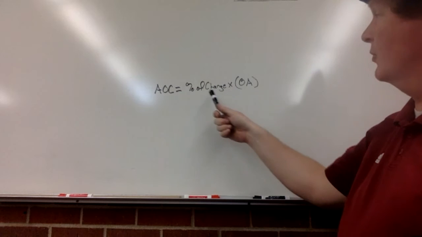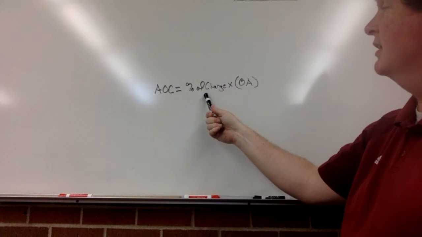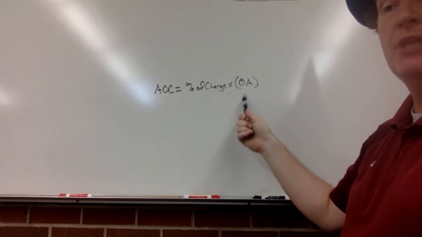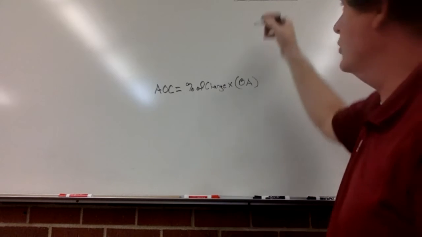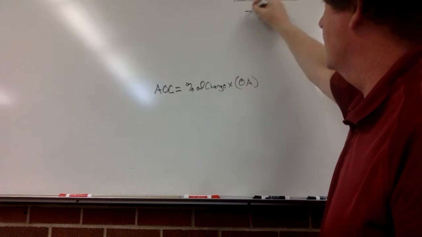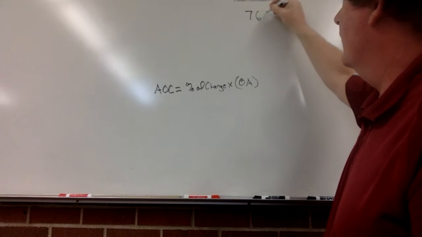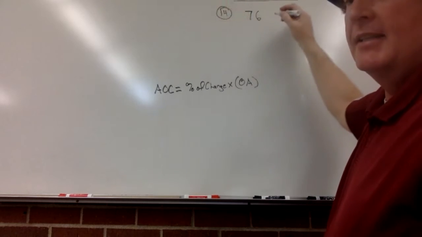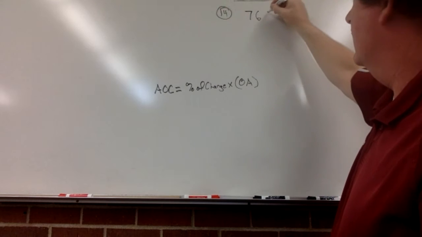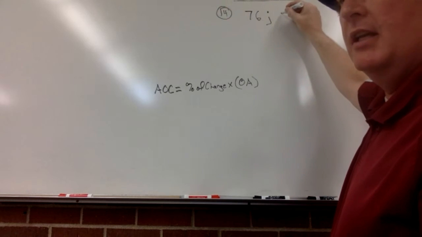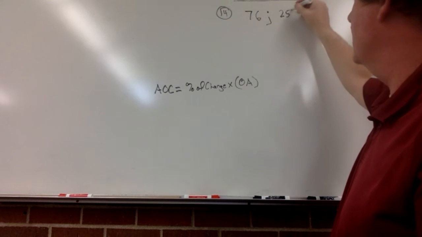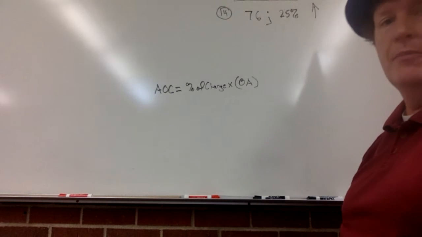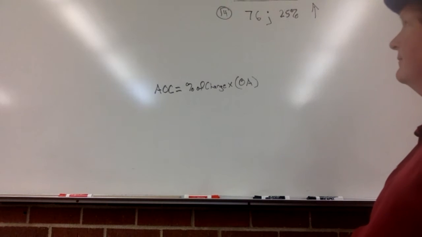is we're going to take the percent, change it to a decimal, and then multiply it times the original amount, not the amount of change, the original amount. So the first one, number 14, has 76, and then that semicolon, and then it gives us 25%, and then it tells us that they want to do an increase. I do it with an arrow up to let me know that it's an increase.